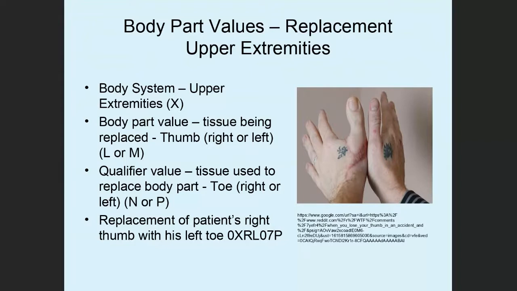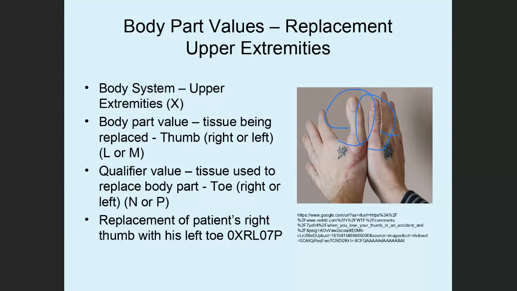Now let's move on to replacement procedures, also in the upper extremities. The body part is the tissue being replaced. The qualifier value is the tissue that was moved to replace this. So for example, for replacement of the thumb, different values for right or left, they're using the toe. You can see the difference. This is a toe that's used now as a finger, and this is a regular finger over here. So the tissue used to replace the body part is the toe.